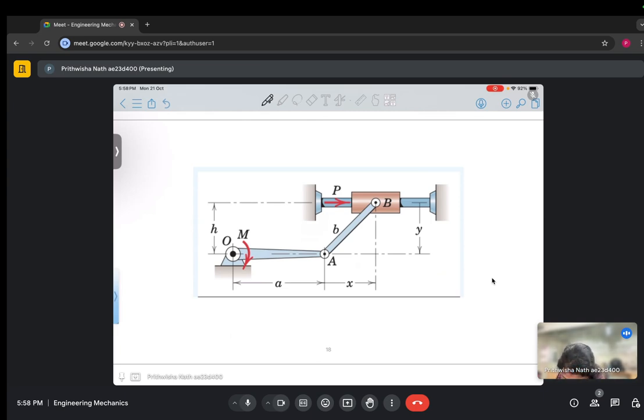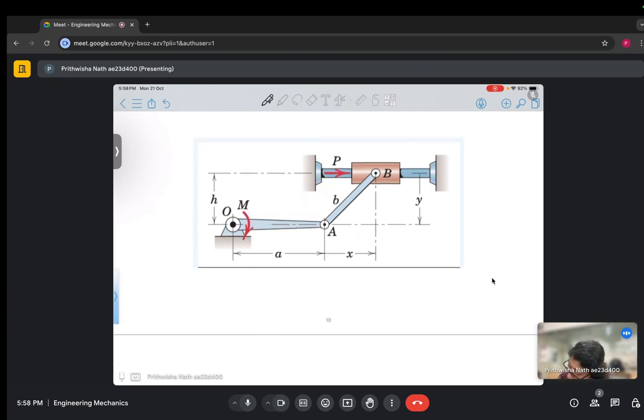Here we need to find out, for the link OA in the horizontal position shown, determine the force P on the sliding collar which will prevent OA from rotating under the action of couple M. Neglect the mass of the moving parts. So this is question number 3.